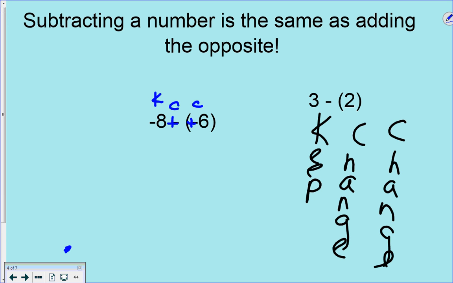Now here's the thing. If I change this middle sign, I have to change the next sign. I can't just say, well, I changed the middle, I made it an addition problem, I'm done. You have to change both of them. If you don't, you're not going to get the right answer. So if I look at this and I rewrite it, now what's my answer to this?